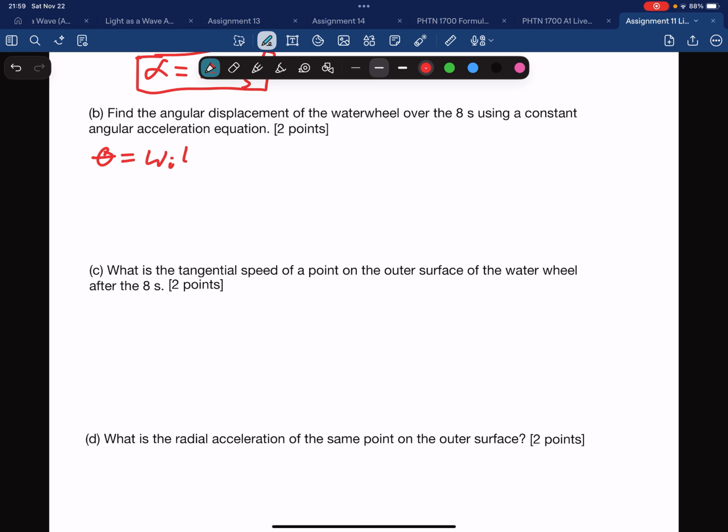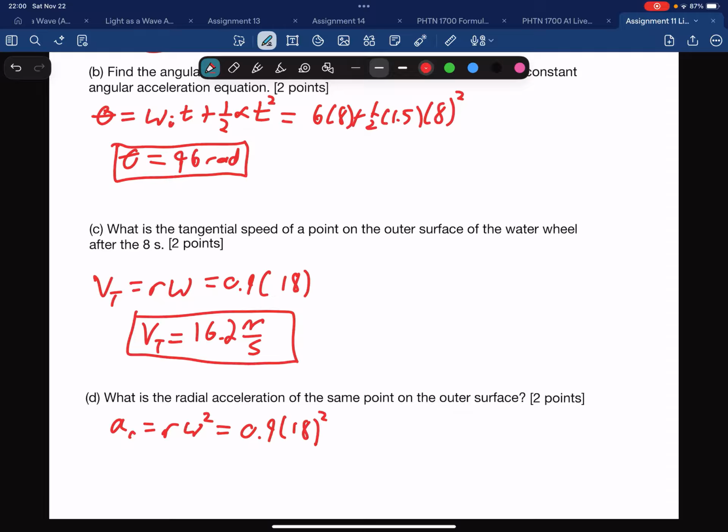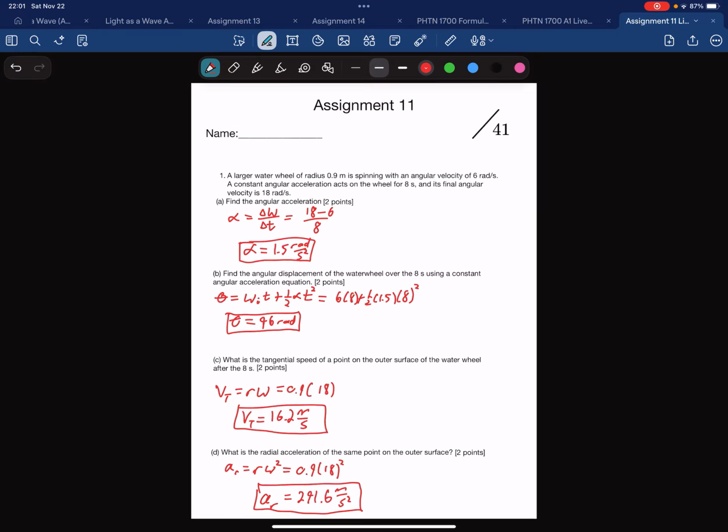Part D, what is the radial acceleration of the same point on the outer surface? Radial acceleration is equal to r times omega squared, which is again the 0.9 times the 18, but this time it is squared. And our radial acceleration is 291.6 meters per second squared. Oh, that was question 1.